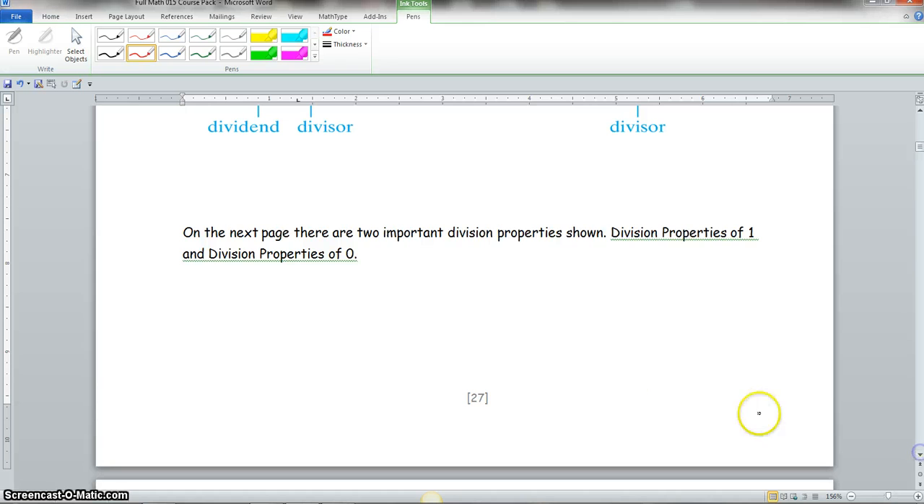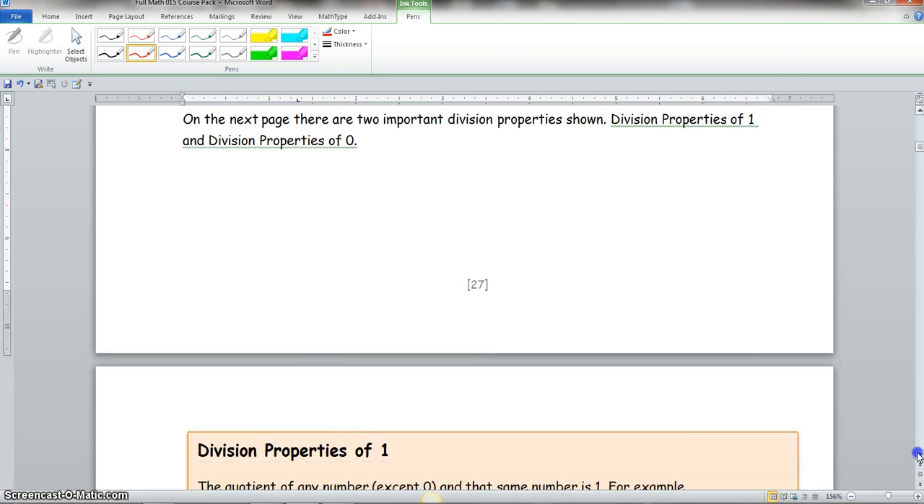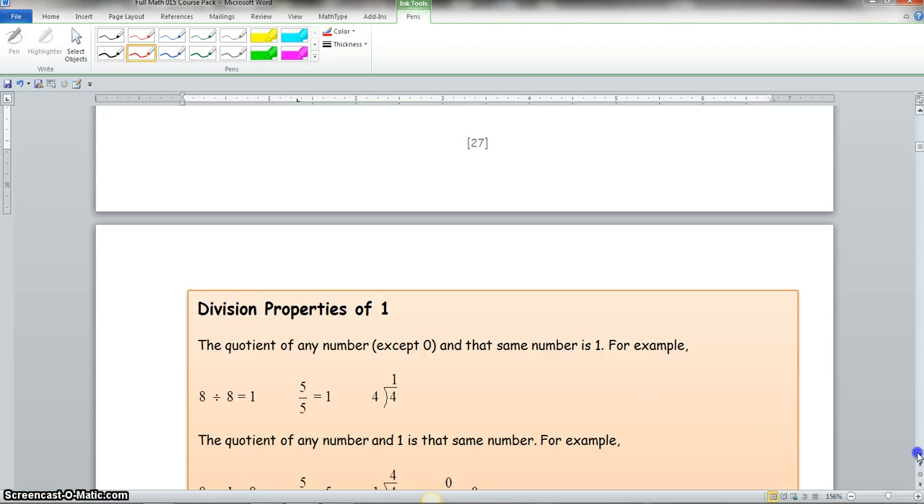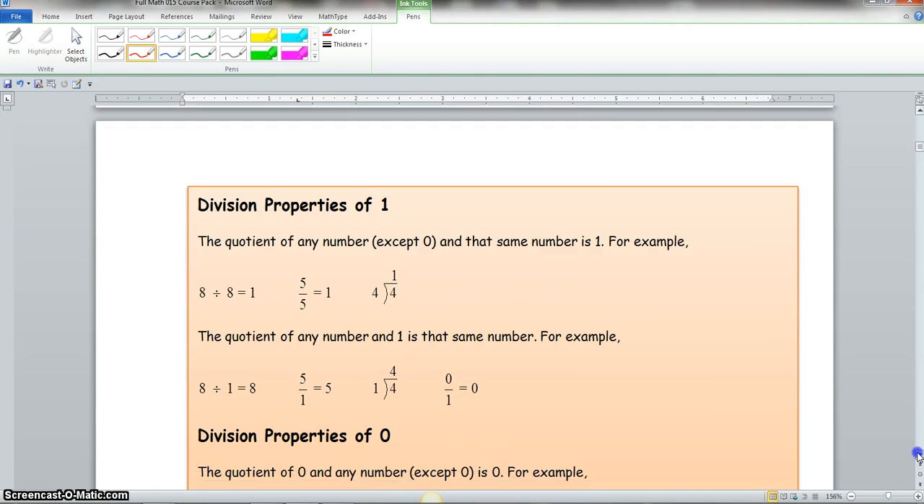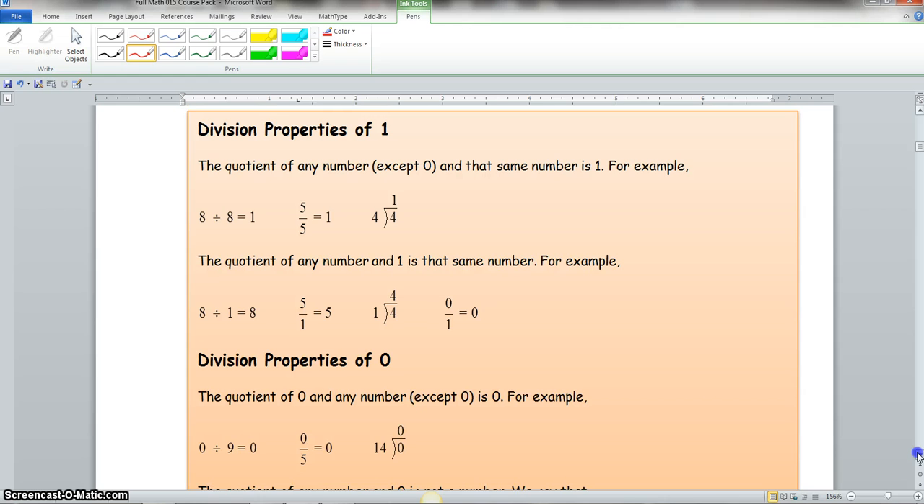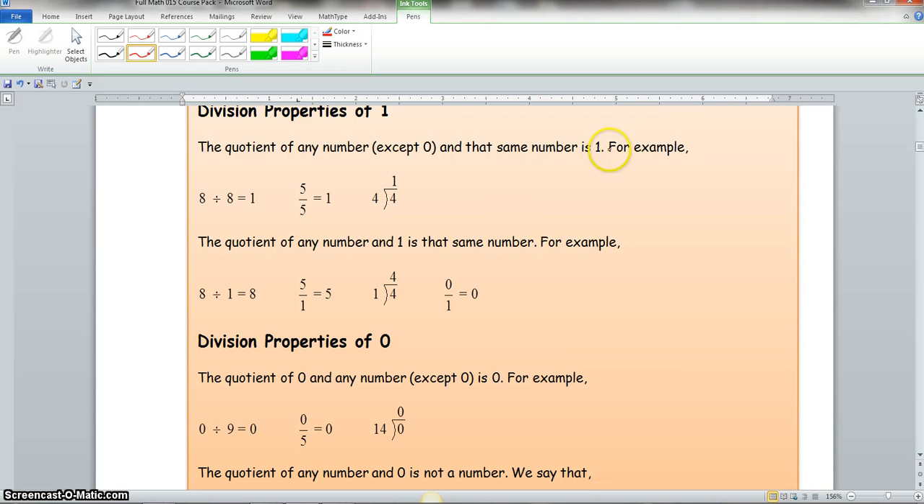Okay, now on the next page, there are two important division properties shown. Division properties of 1 and division properties of 0. Okay, division properties of 1. The quotient of any number except 0 and that same number is 1. For example, 8 divided by itself is 1, 5 divided by itself is 1, and 4 divided by itself is also 1. And we use the three different types of division bars.